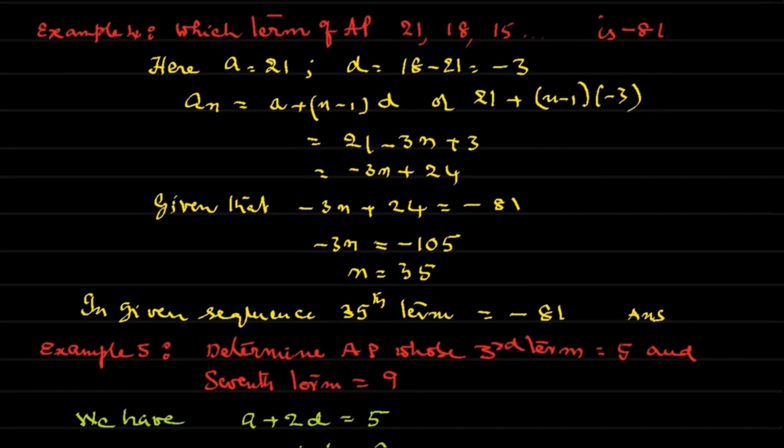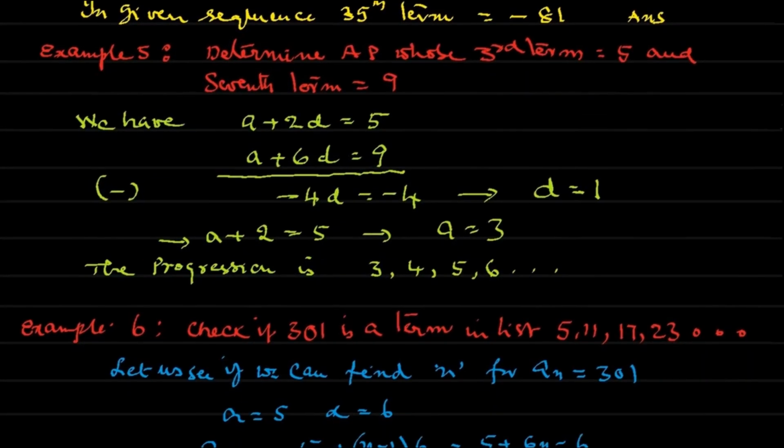Next example. Determine the AP whose third term is 5 and seventh term is 9. Third term is 5, given. A plus 2d is 5. A plus (n minus 1)d, n is 3, so (n minus 1)d means 2d. A plus 2d is 5, given. Third term is 5, and seventh term is 9. N is 7 means (n minus 1)d is 6d. A plus 6d is 9.